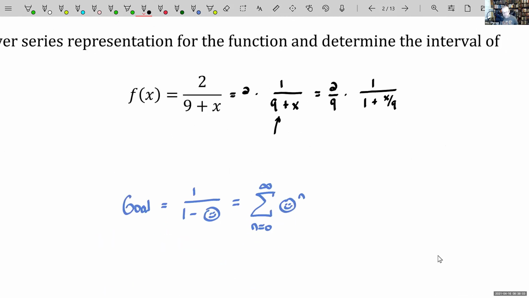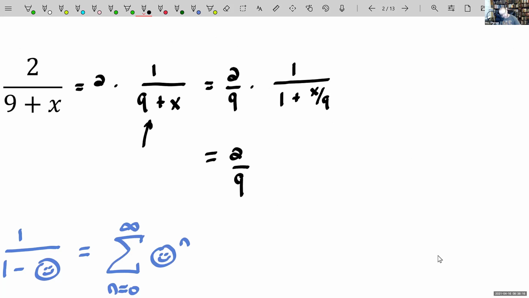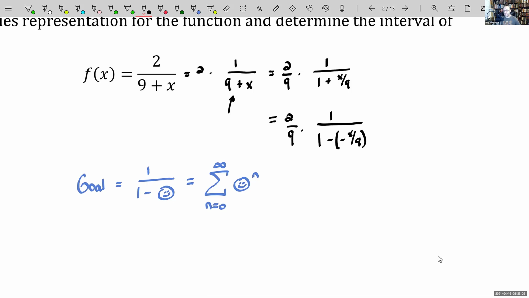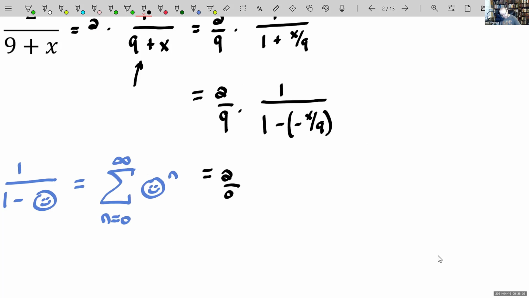Am I exactly at that blue ink yet? Not exactly, but pretty darn close. Can I change an addition into a subtraction? Sort of. I can write this as 2/9 times 1 over 1 minus a negative x over 9. Bam! I have now arrived at 1 over 1 minus happy face, where my happy face is negative x over 9. I now know it's 2/9 times the summation n equals 0 to infinity of, instead of x to the nth, this happy face, negative x over 9, to the nth.